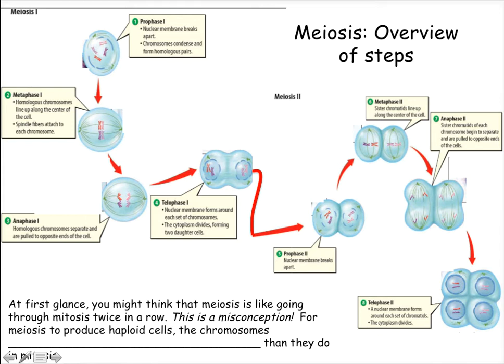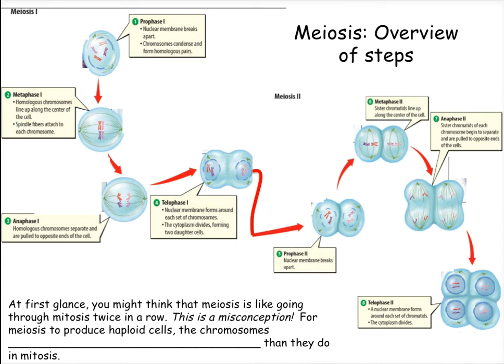All right, so now we're going to dive into the details of how meiosis works to make new haploid gametes. The large diagram on this slide shows an overview of all of the stages of meiosis. As you begin to investigate this diagram, the first thing that might occur to you might be something like, oh, this is just the same as mitosis, except twice in a row. I want to right away clear that up. That is a misconception.